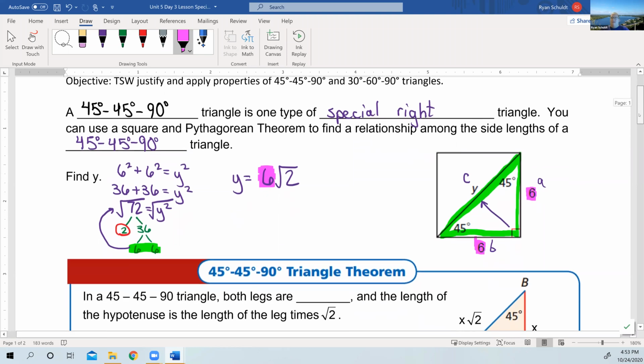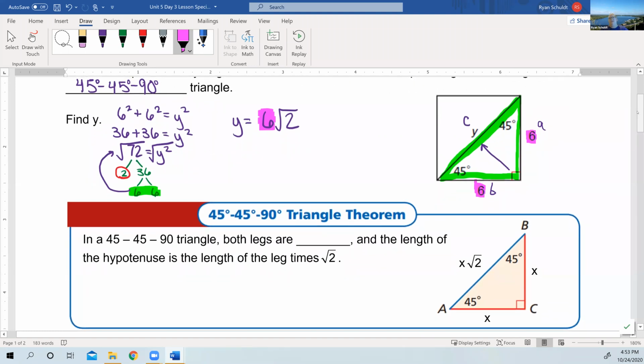Let's see if that always happens. Well, according to this theorem, it does. Because if you look down here, these were 6s in our example. And then what was this x? A 6. So in a 45, 45, 90 triangle, both legs are x. And the length of the hypotenuse is the length of the leg times the square root of 2.